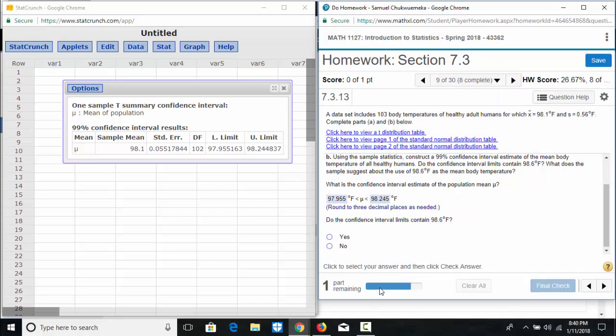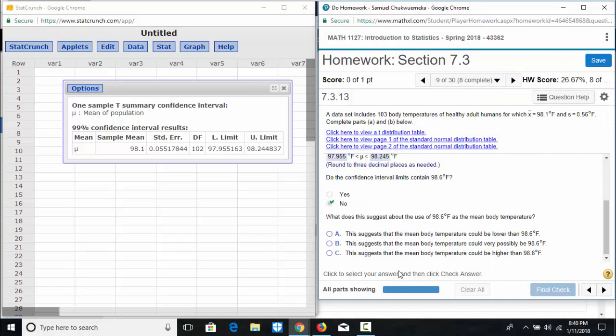Do the confidence interval limits contain 98.6 degree Fahrenheit? As you can see here, it does not. 98.6 degree Fahrenheit is outside the confidence interval limit. So, no, it does not.